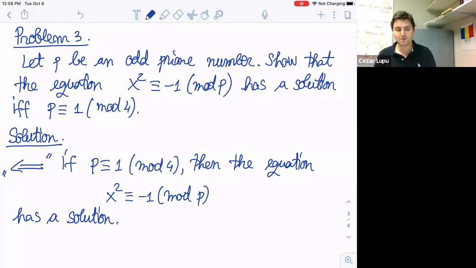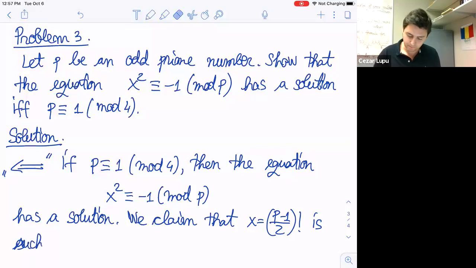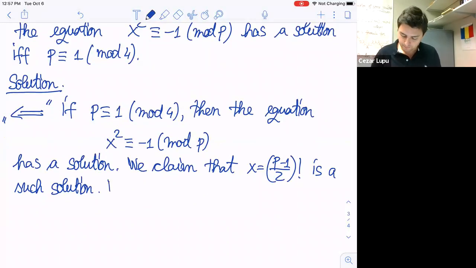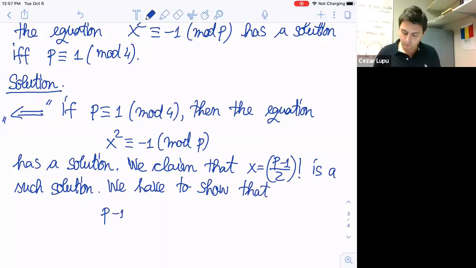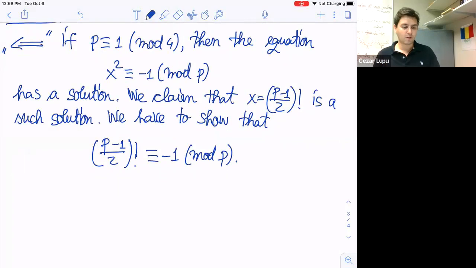Well, we can actually put our hands on such a solution. So we claim that x equals (P minus 1)/2 factorial is such a solution. All right, so in other words, we have to show that ((P minus 1)/2 factorial) squared is congruent with -1 mod P. So how are we going to show this? So let's look at it. How would you think we can show this?